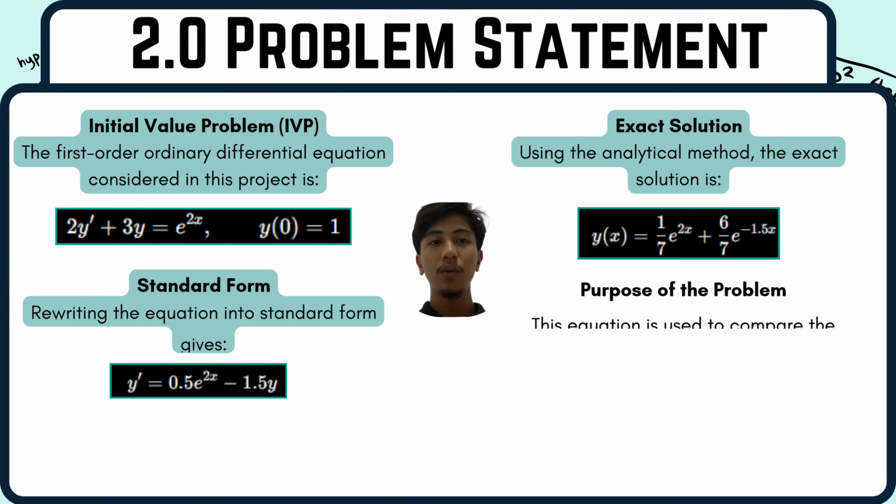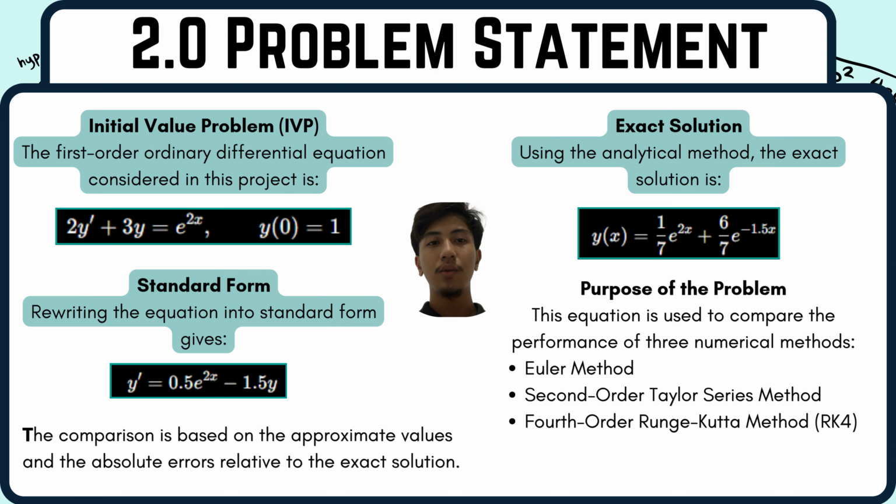Okay, so I will continue with 2.0 problem statement. First, we have the initial value problem, IVP, the ODE in standard form. Next, the equation is used to compare the Euler method, the second order Taylor series method, and the fourth order Runge-Kutta, RK4. Next, the second derivative for the Taylor method. So this is all differentiated and then we substitute y prime. The last is the exact solution using the integrating factor method.